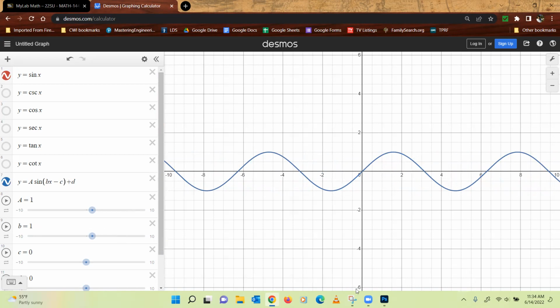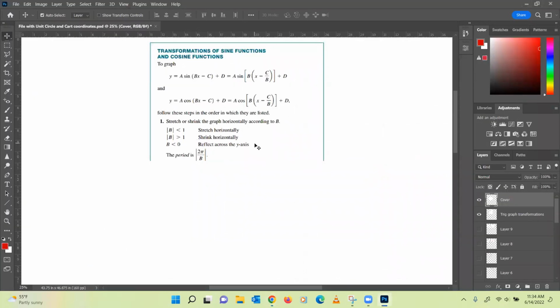By the way, this figure or this table that I'm looking at here is on page 470 in your book. You can always refer back to it. Let's take a look at a different variable. We'll look at A. A, we said, affected our amplitude. It affected our vertical stretch and shrink.